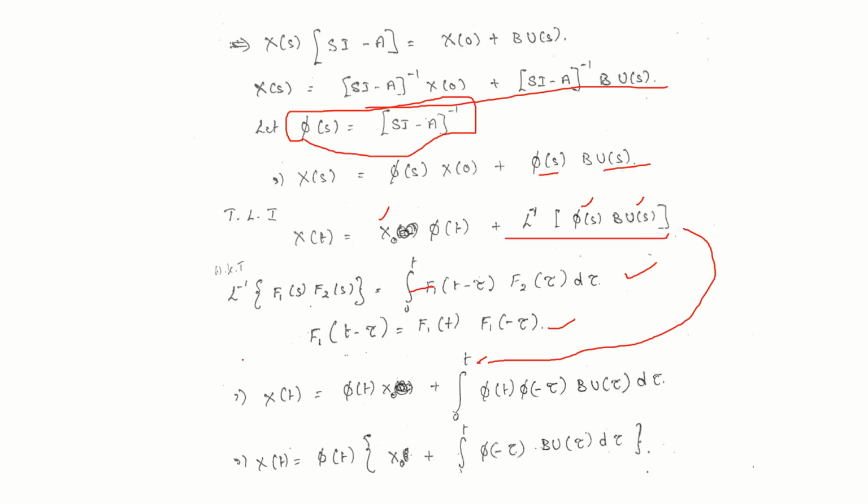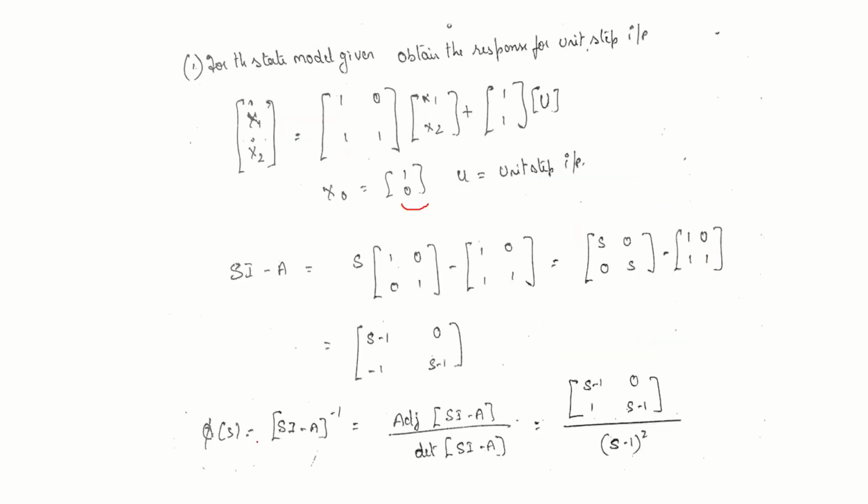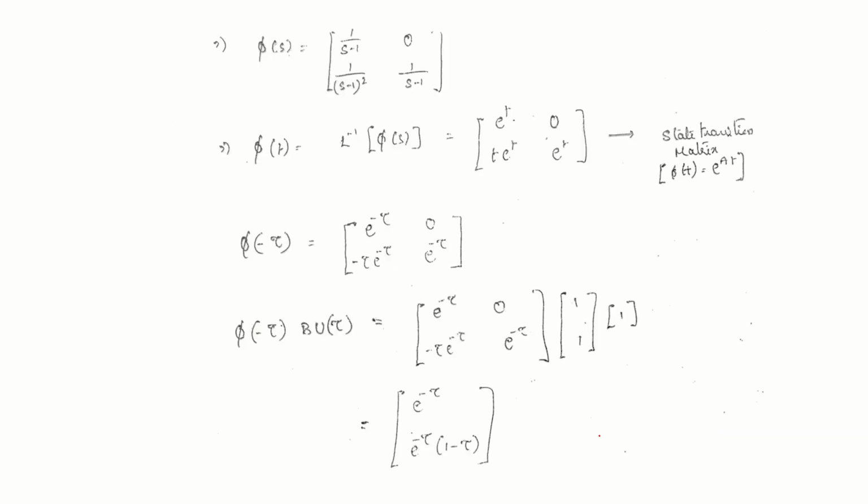So in this equation I have to get Phi(t). So first Phi(s) is (sI minus A) inverse, which is nothing but adjoint by its determinant. So I'll get this. Then I have to divide each one of them, then I have to integrate. Laplace inverse I have to take. So Laplace inverse of 1 by s minus 1 is e to the power t. This is t e to the power of t. So I have got Phi(t).